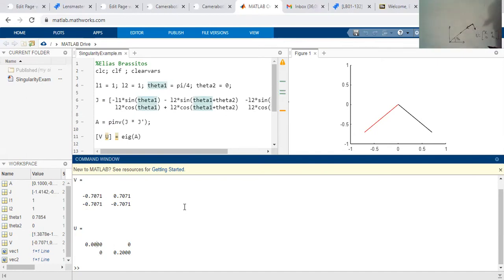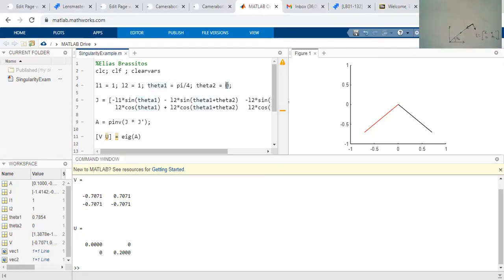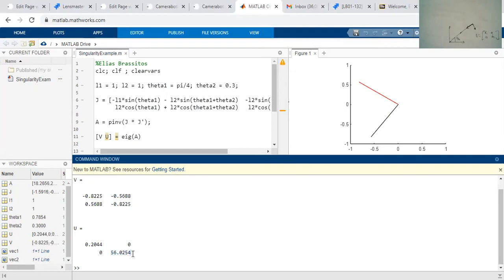In the other direction, I can actually move. You will only be able to see the second radius if your other theta is any value. Let's just put 0.3. If you do that, you'll see that you have two radiuses, and we can move in these two directions. I can move in this direction way more. This one is 56, way more than I can move in that direction.